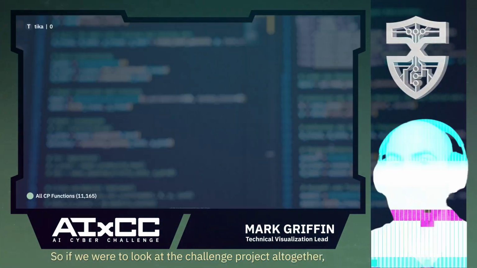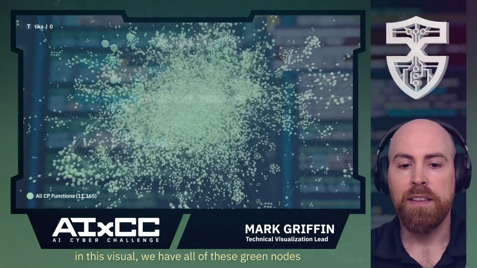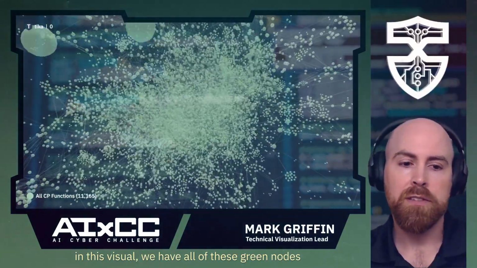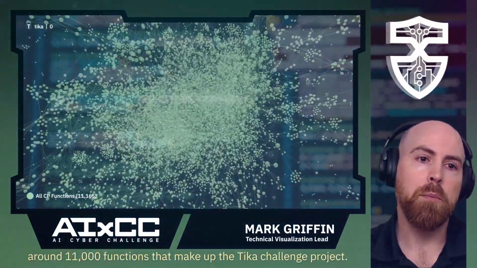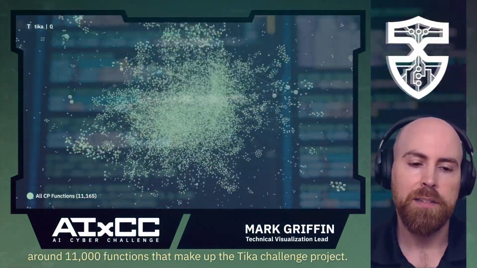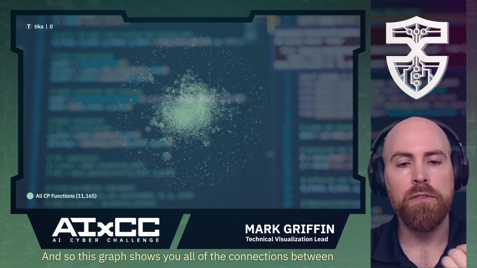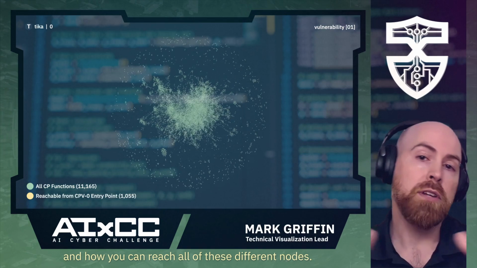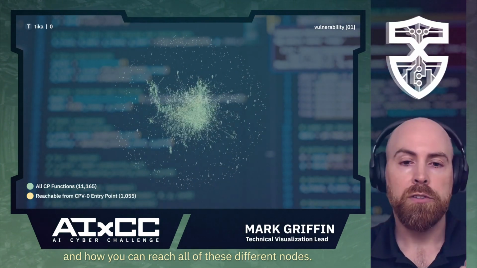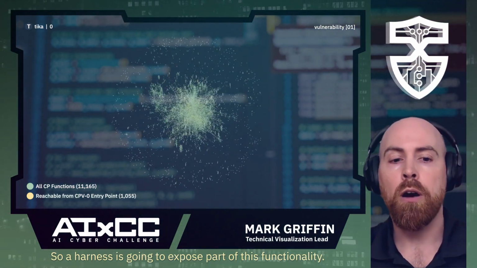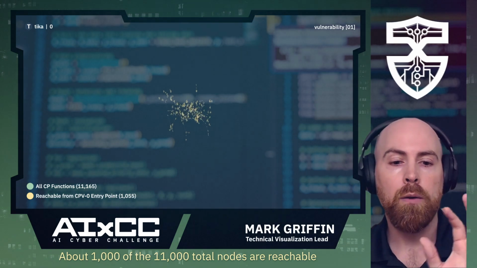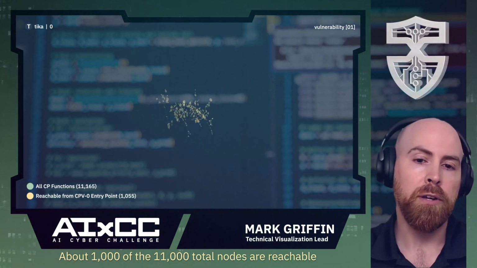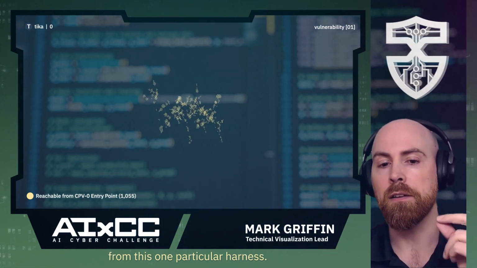So if we were to look at the challenge project altogether, in this visual, we have all of these green nodes, around 11,000 functions that make up the TICA challenge project. This graph shows you all of the connections between these functions, as in one function can call another, and how you can reach all of these different nodes. A harness is going to expose part of this functionality. About 1,000 of the 11,000 total nodes are reachable from this one particular harness.